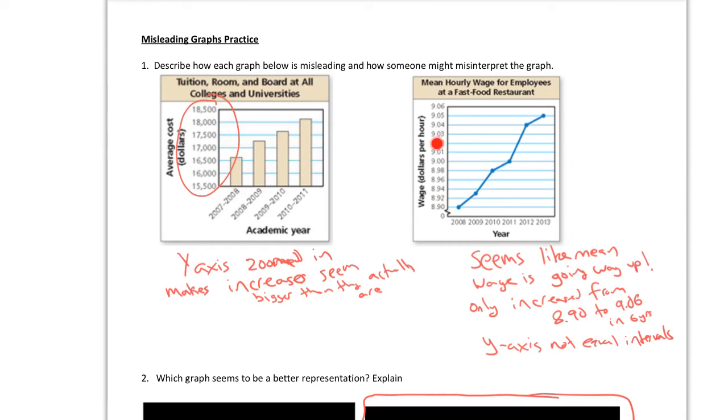Actually, our y-axis doesn't even go up evenly, so we go up by 2s, and then we start going up by 1s. That's really misleading, and it also is so zoomed in, even though it has a break here, it's showing this giant increase, but again, that's only going up like 15 cents over the 8 years.